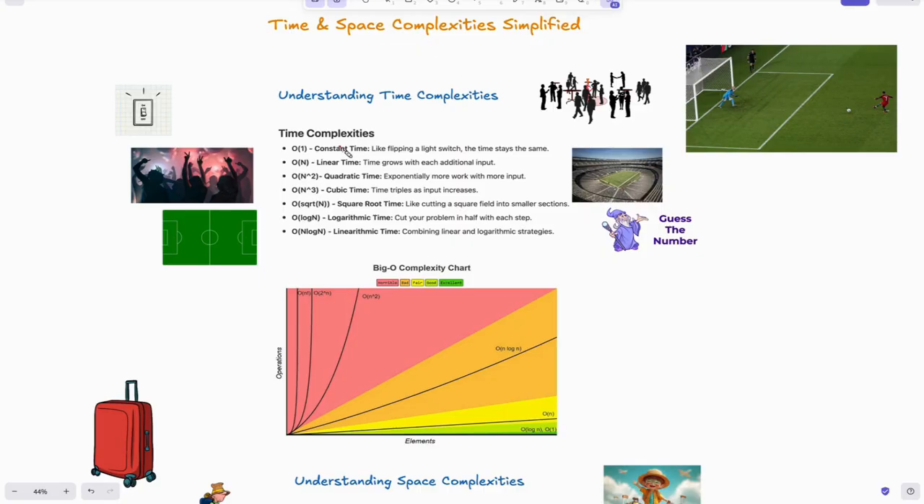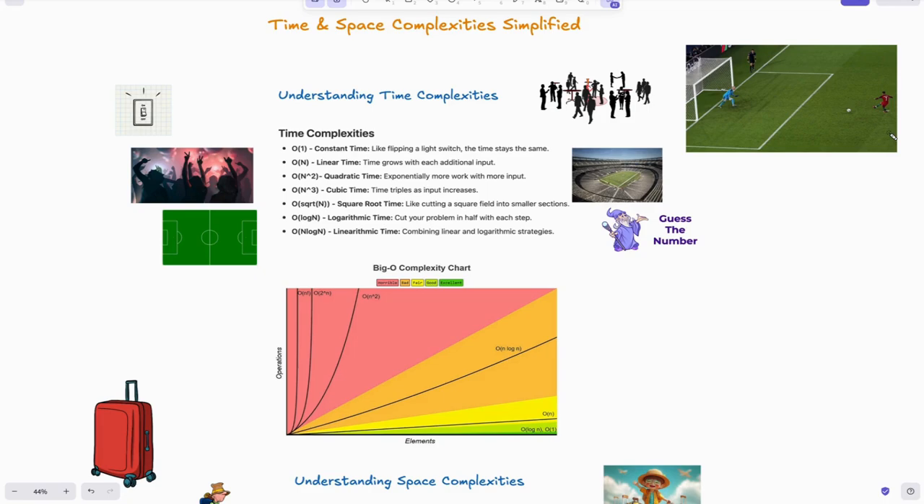Okay, let's start with time complexity. In computer science, this is basically an abstraction. It's how we estimate the time an algorithm takes to run, depending on the size of the input. In the real world, let's say Cristiano Ronaldo is about to take a penalty kick. You know exactly how much time it will take, right? From the moment he kicks to the moment the ball hits the net.